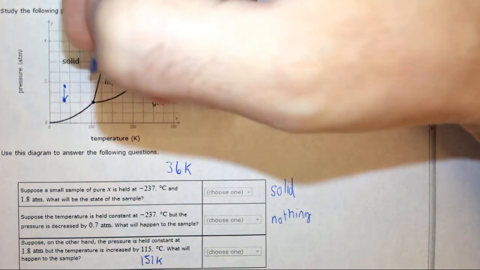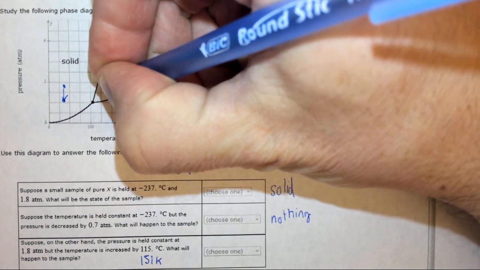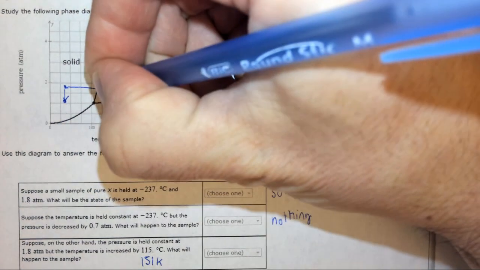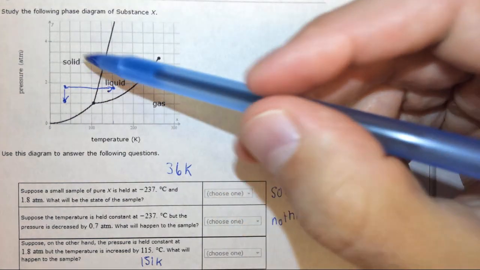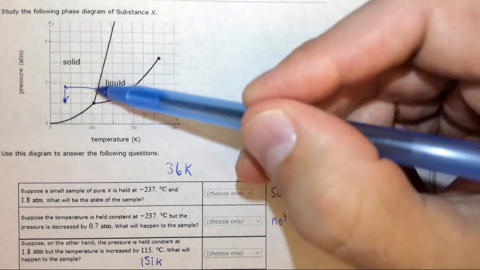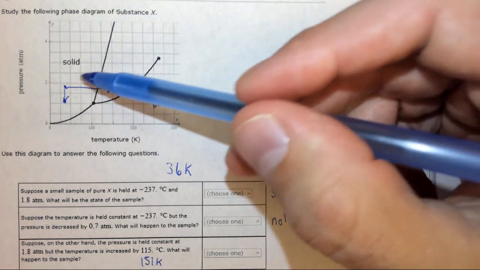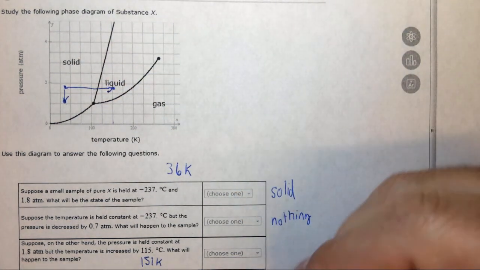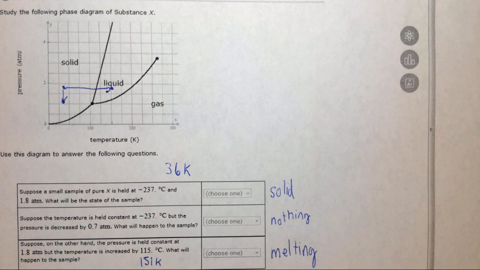So at 1.8 atmospheres, and this is 151 Kelvin, we go from here to here. Now we've crossed the barrier between the solid and the liquid. This is called the fusion curve. Fusion meaning in chemistry melting. So this is the fusion curve. So we've gone from a solid to a liquid, which is called melting. So we have melted the sample.